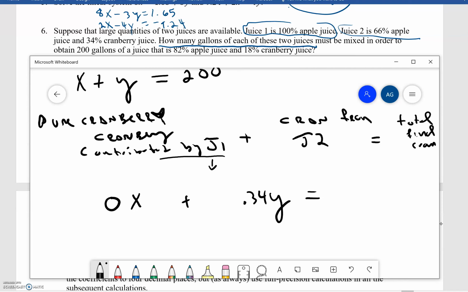And what does that equal? My total amount is 18% of 200, so that's 0.18 of 200. And we will have to finish this problem in the next video. Okay.